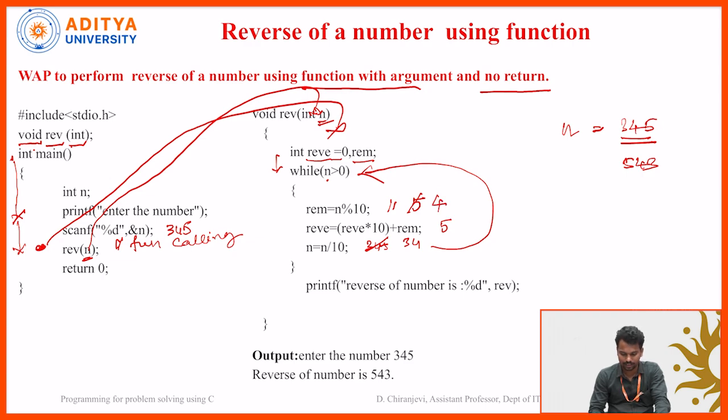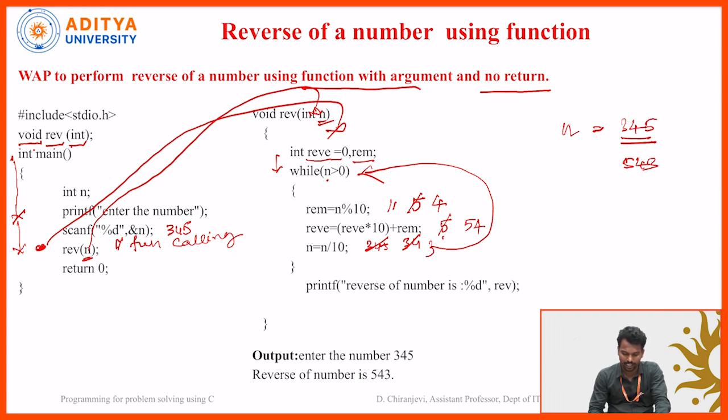Now after that you are finding the reverse. The already updated reverse value is 5. So 5 into 10 is 50, then plus the remainder value 4. Now the updated reverse value you got is 54. After that, n by 10. So 34 by 10, you will get 3.